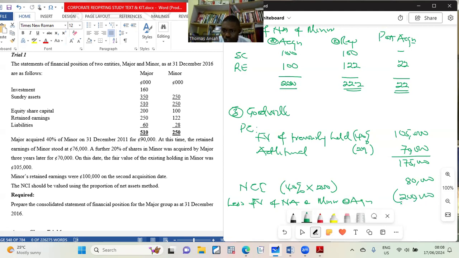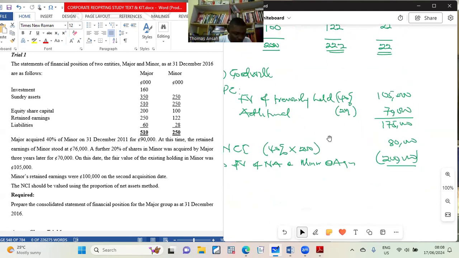So we do this. How much do we have? So we have 175 plus 80 minus. All right. This one, we didn't do it in 00s. You see that we wrote everything. So minus 200. I am punching it in 00s. My goodwill, therefore, is 55,000. So that is that. So that is goodwill.